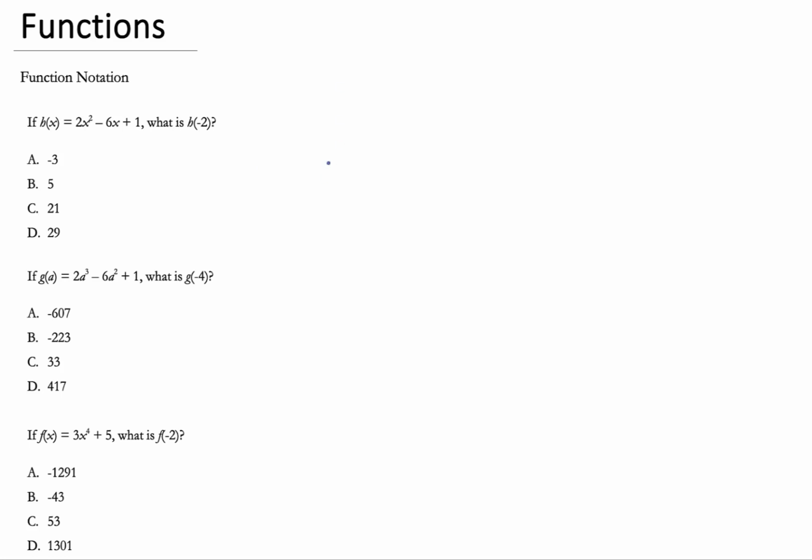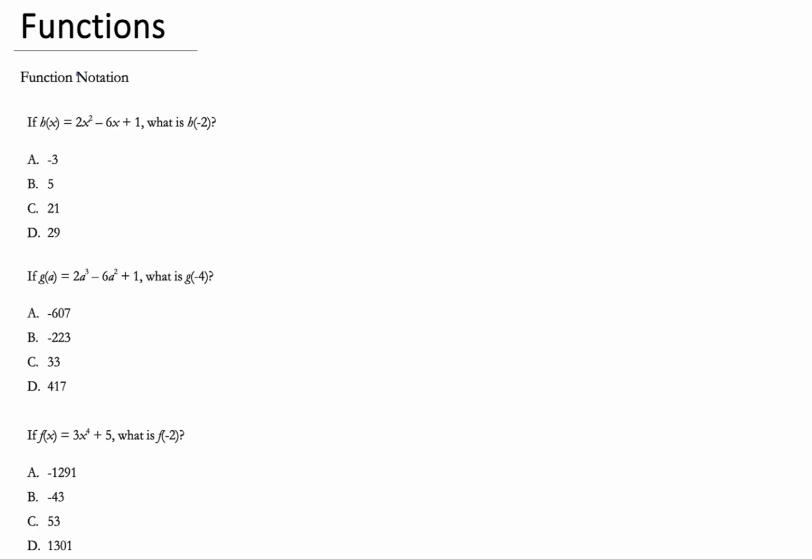I'm continuing with the types of function questions you will see on the TASC test, and we're going to look at function notation where we're going to be evaluating functions. This is a high emphasis topic on the TASC exam.